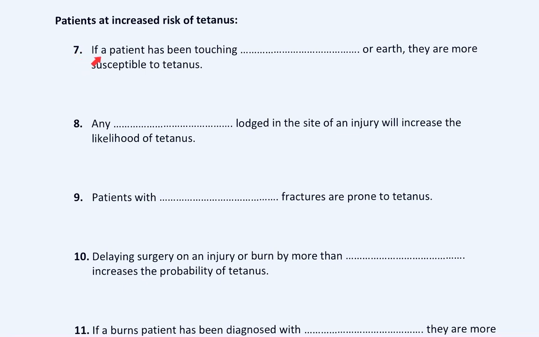So question number 7. If a patient has been touching dash or it, they are susceptible to tetanus. So guys, we are looking for something the patient comes in contact with. Touching, comes in contact with, or gets contaminated with. So it will help us to get the answer right. Susceptible to tetanus means risk of tetanus. So we are going to the text that contains risk. That is the supporting idea here. So let's go.